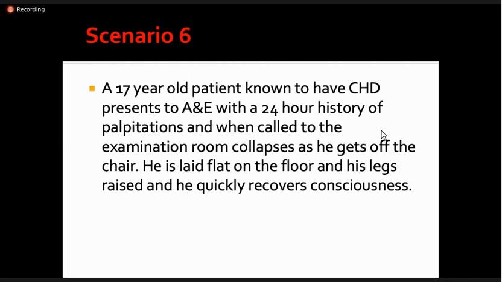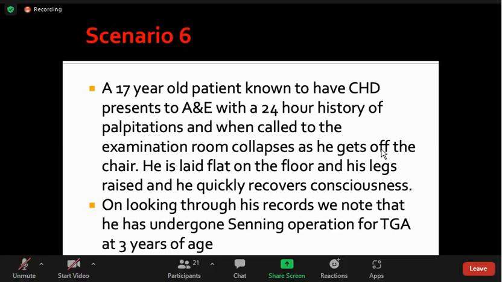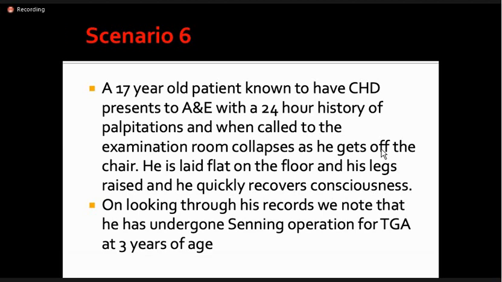Because we are thinking he's a post-operative CHD patient, he could have an arrhythmia, and that arrhythmia might have given him low blood pressure. So when he got up, he lost his consciousness briefly. He's a patient who has undergone a Senning operation, or an atrial switch operation, for TGA a long time ago, 14 years ago, when he was 3 years of age. So now what are the possibilities you're thinking of?